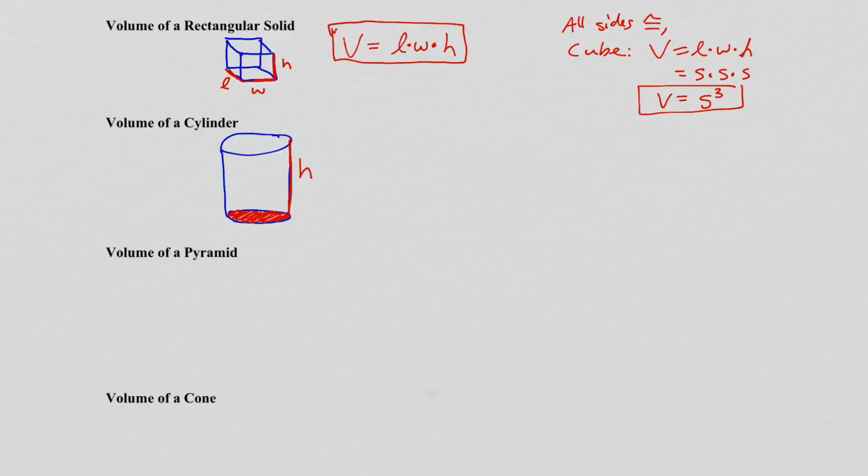Okay? And this circle, of course, has a radius. So our formula then is going to be the area of the circle on the bottom, which is pi r squared, times the height of the cylinder.